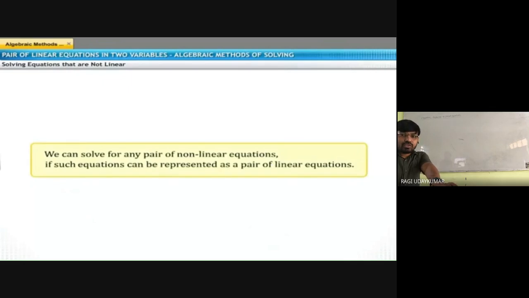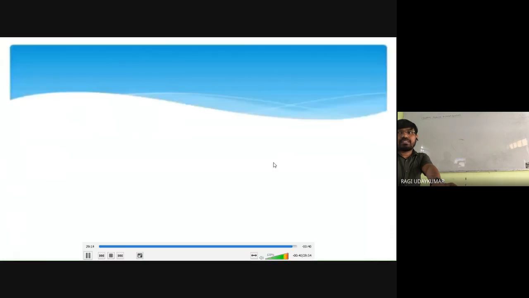So we can solve any pair of non-linear equations, if such equations can be represented as a pair of linear equations. In case it is possible to represent that as a pair of linear equations, then you can solve it. Okay, now let us see here. Is it clear to you?